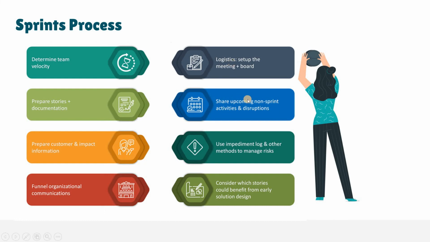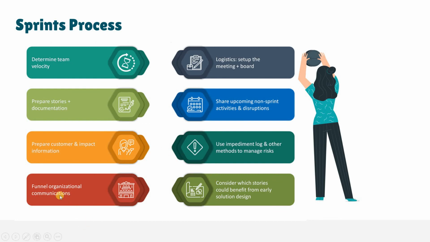Another point is share upcoming non-sprint activities distribution. They will notice and remind what they will not consider in this sprint, so they should be aware of that also. Prepare customer impact information, which means the document the BA will prepare with the collaborative team members, and use logs and other methods to manage risk. They need to prepare the risk mitigations when we find any risk. So that is the important thing.